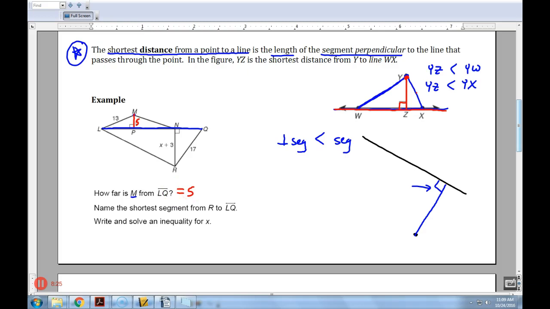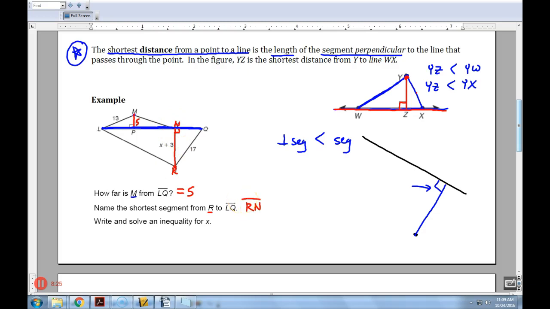Name the shortest distance from point R to line LQ. Well, the shortest distance is always the perpendicular one. And to name that line, it's RN. Segment RN is the shortest distance.